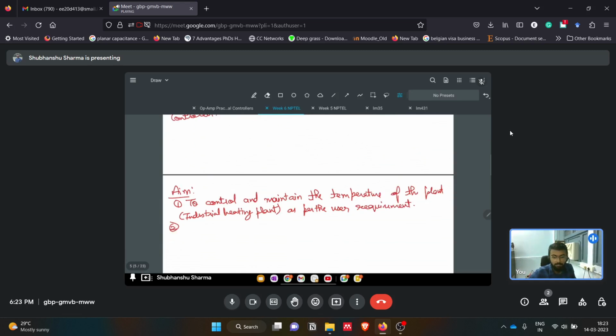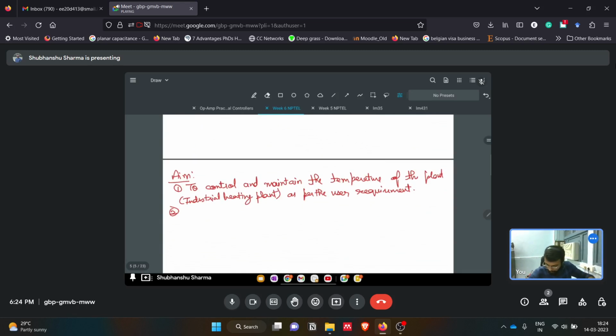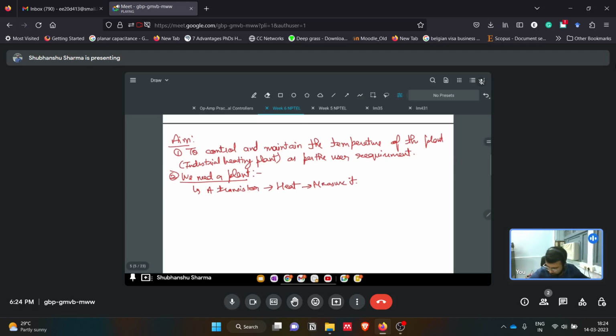Okay. The second aim is, now we need a plant. We cannot have one, so we'll have to emulate the conditions in the plant. We will have to find something which can change its temperature when we are using it. For that we will be using a transistor. This will produce heat, and we will be measuring it. So this is another thing. Okay.